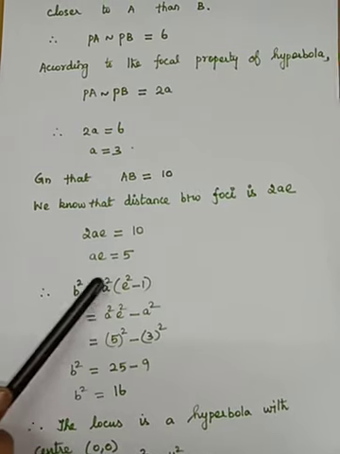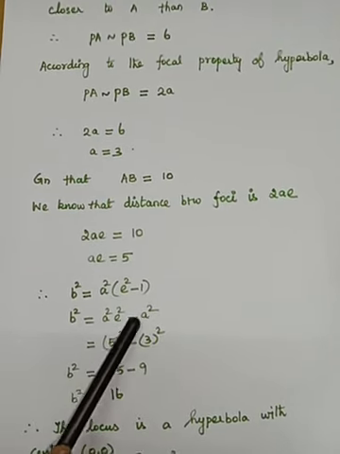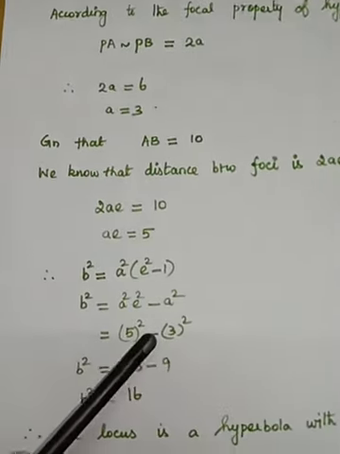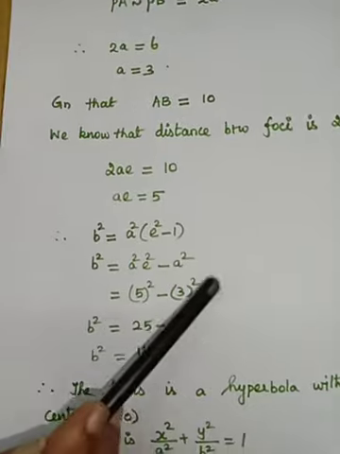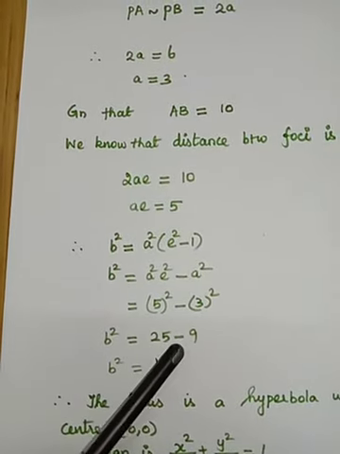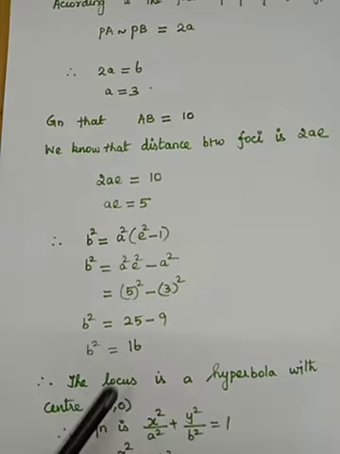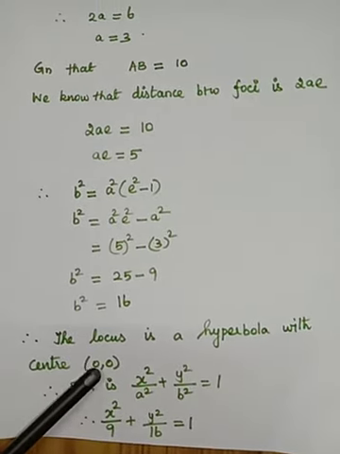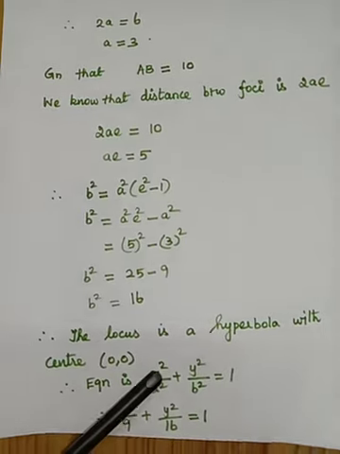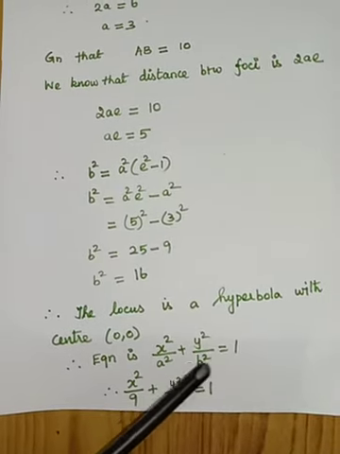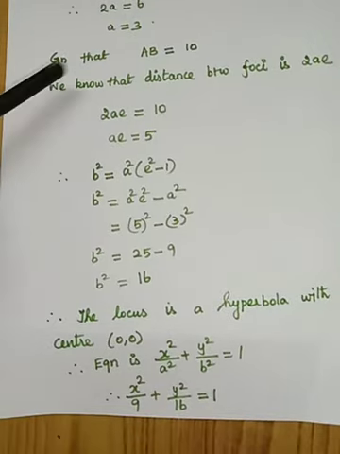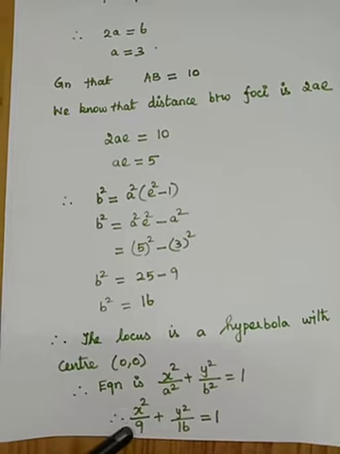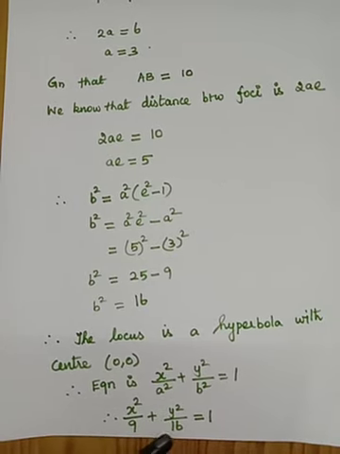When you multiply inside, it is a squared e squared minus a squared. What is ae? It is 5. So 5 the whole squared minus, what is a? It is 3, 3 the whole squared. So that is 25 minus 9, which equals 16. So the locus is a hyperbola with center (0, 0). Therefore the equation is x squared by a squared plus y squared by b squared is equal to 1. What is a? a is equal to 3. What is b squared? It is 16. So x squared by 9 plus y squared by 16 is equal to 1.